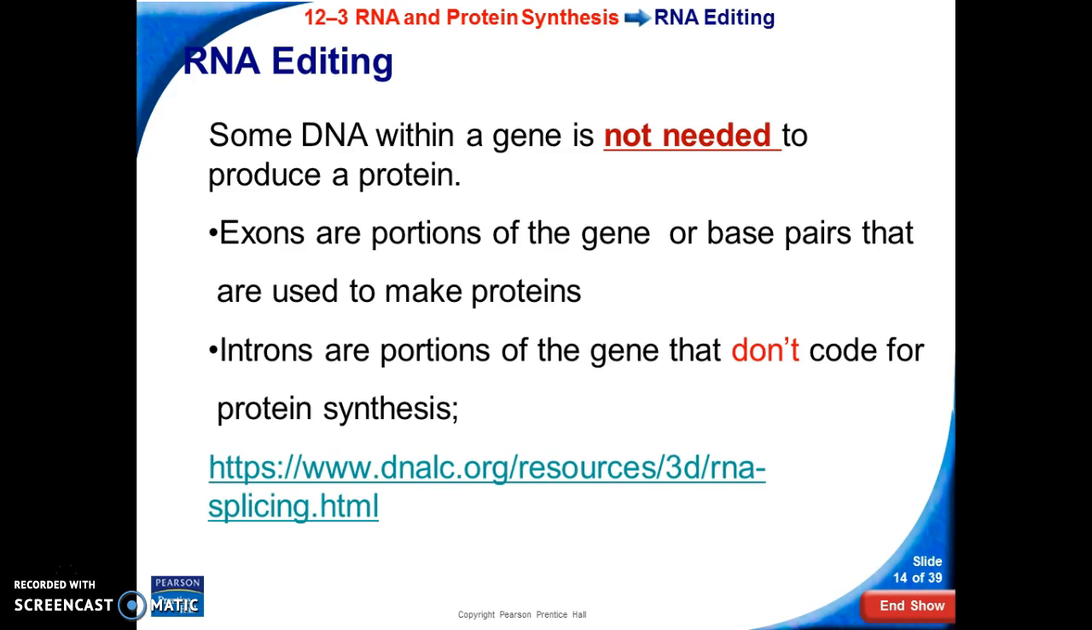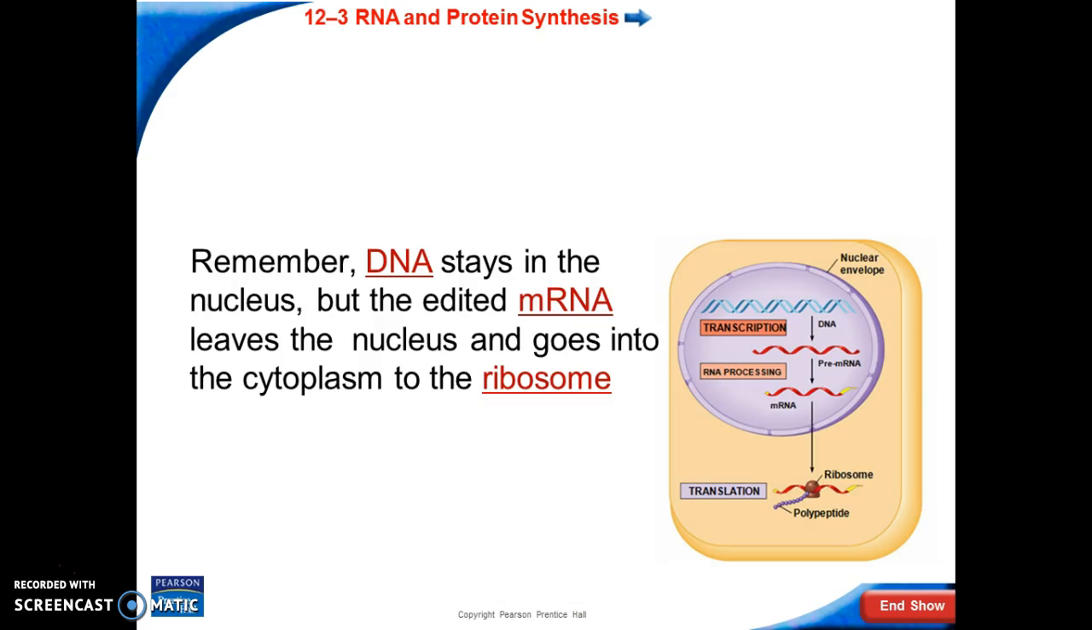RNA editing. Some DNA within a gene is not needed to produce a protein. Those are called introns. Exons are portions of the gene or base pairs that are used to make proteins. Introns are portions of the gene that do not code for protein synthesis. I have attached a little video clip that shows you the process of splicing. Splicing is removing those introns from pre-messenger RNA before it is released into the cytoplasm. Remember, DNA stays in the nucleus, but the edited messenger RNA leaves the nucleus and goes into the cytoplasm to the ribosome.